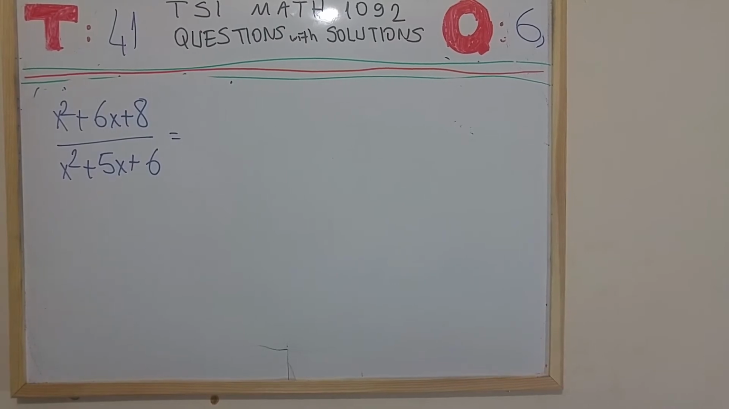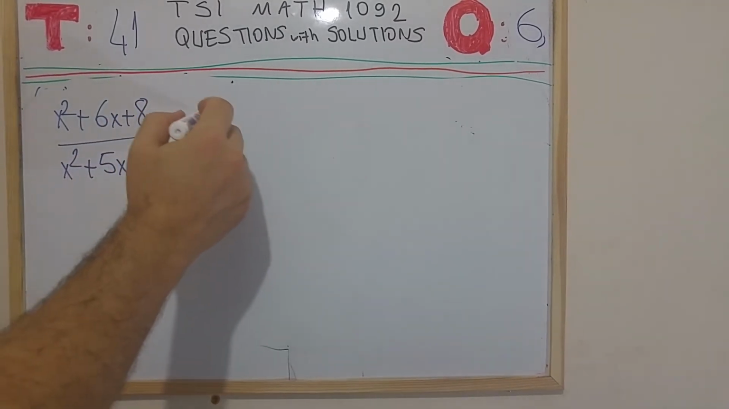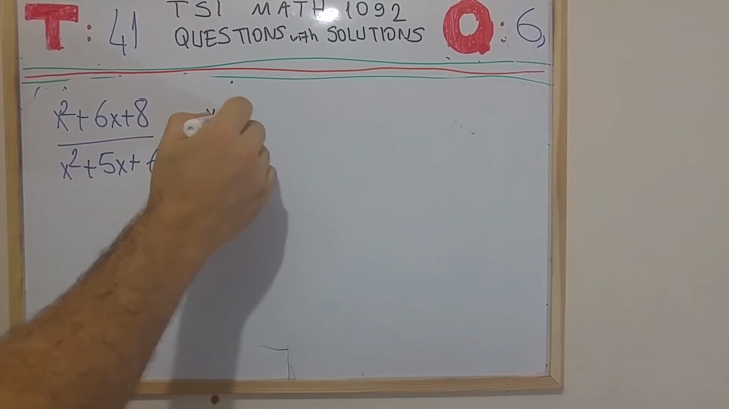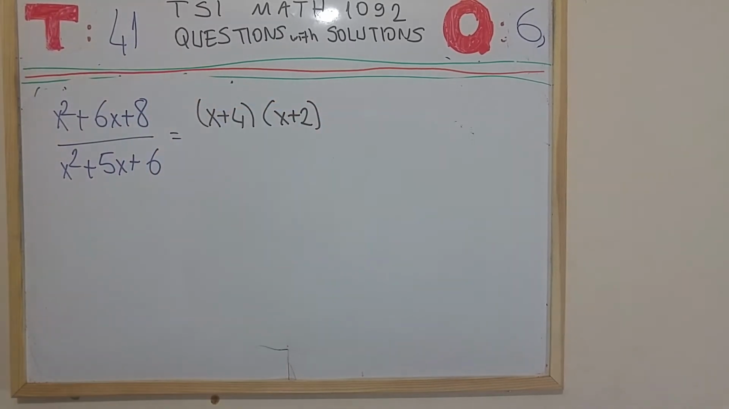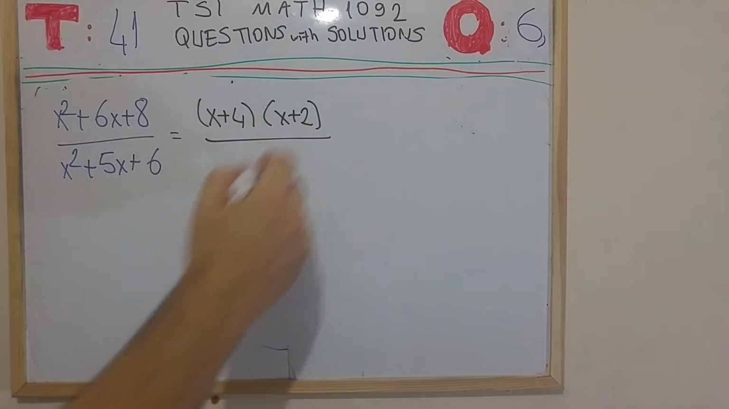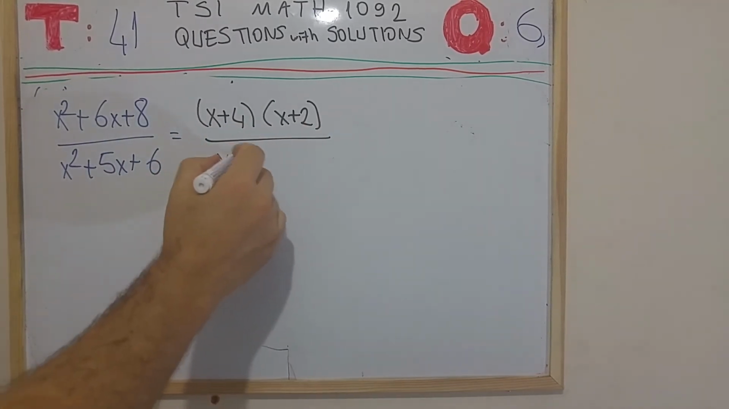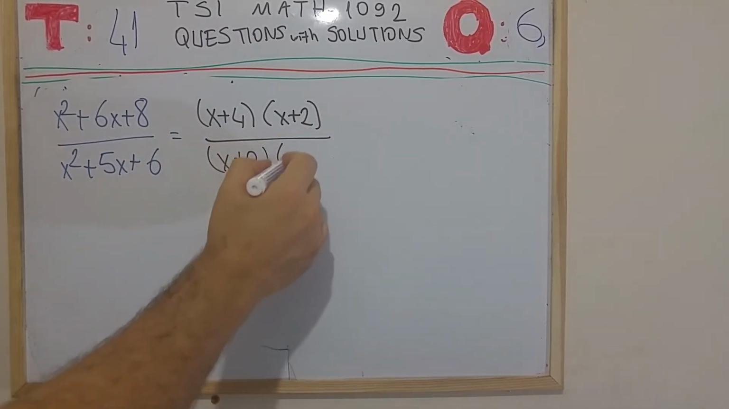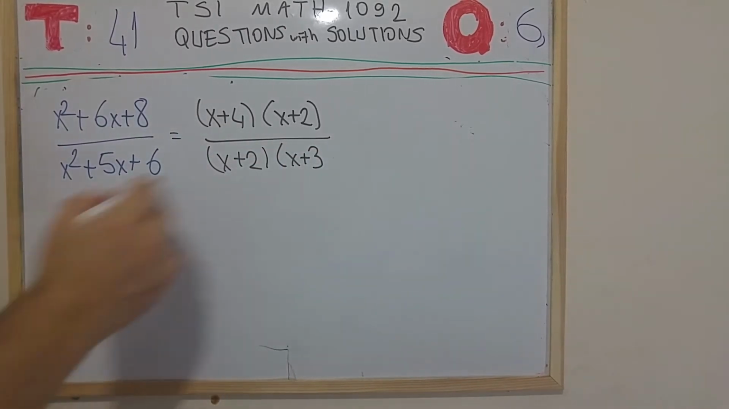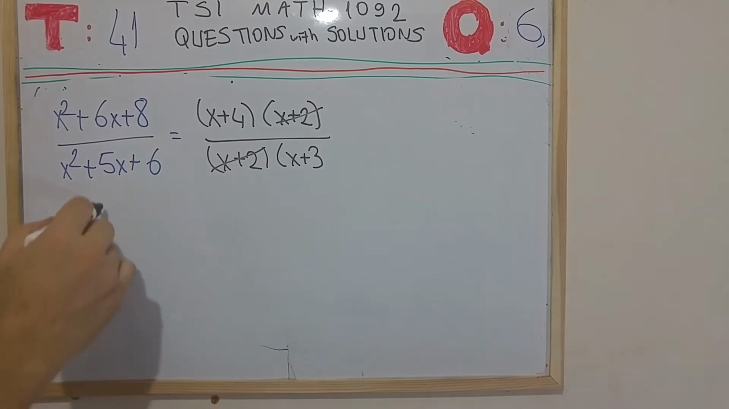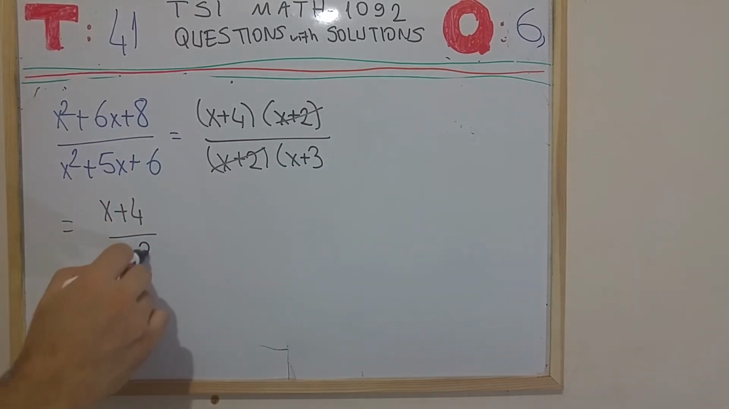This expression in the numerator is actually x plus 4 times x plus 2. And what I have in the denominator is x plus 2 times x plus 3. So when these cancel each other out, what I have is x plus 4 over x plus 3.